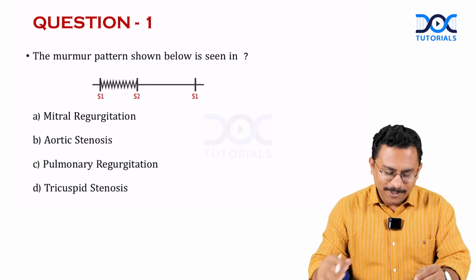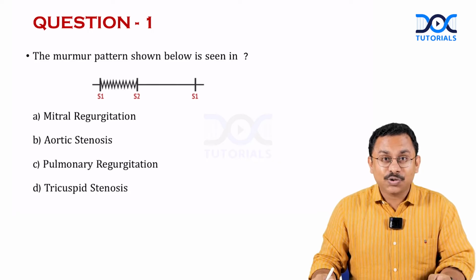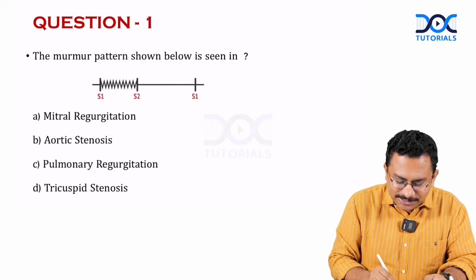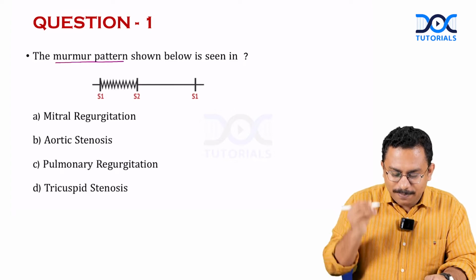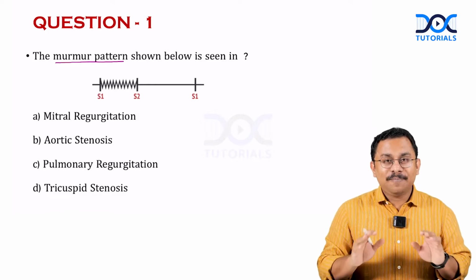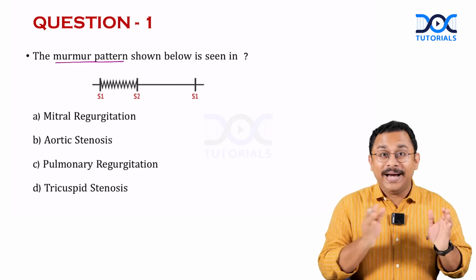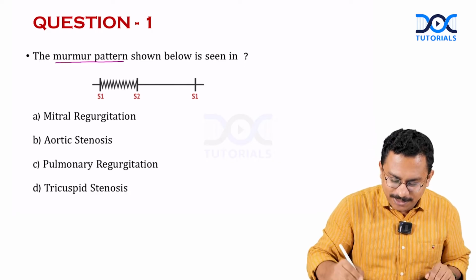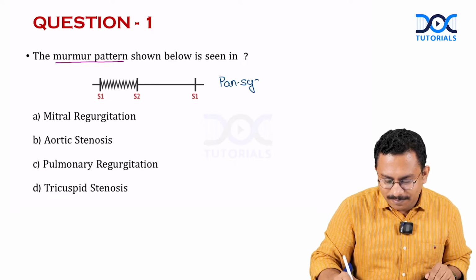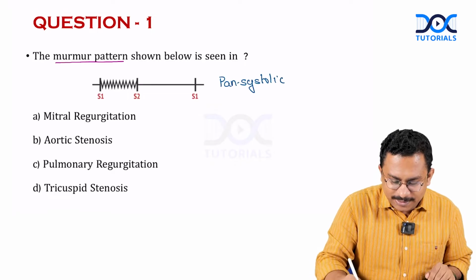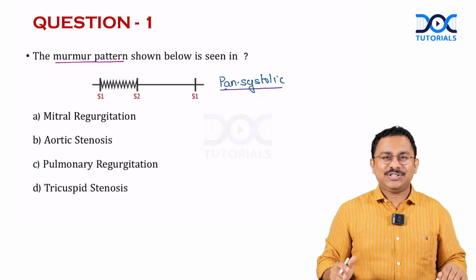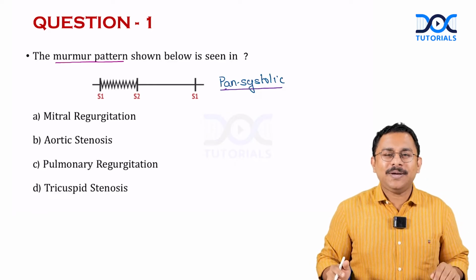Moving to question number 1. The murmur pattern shown below is seen in. So they are asking you a question based on an image of a murmur pattern. You can see the first heart sound, second heart sound, and the pattern of murmur is that of a pan-systolic murmur. You agree with me? You can see that the murmur is starting from S1 and it extends throughout the duration of systole. So it is a pan-systolic murmur.